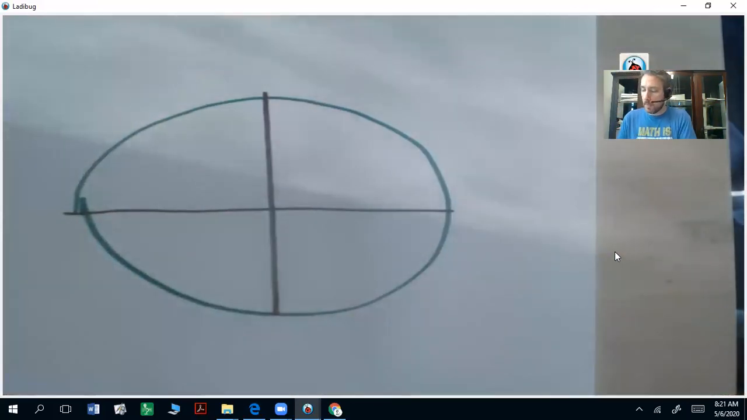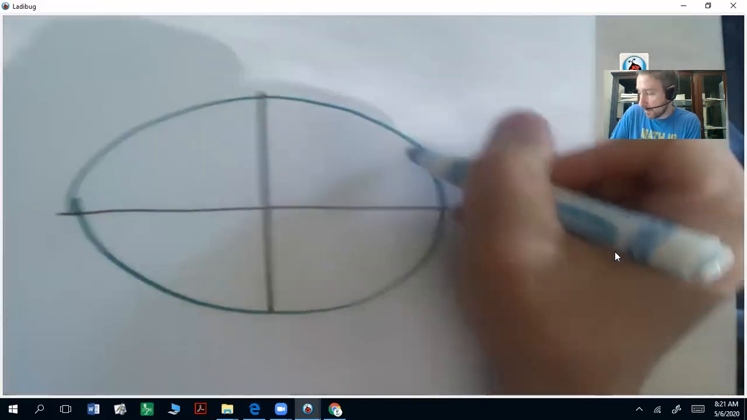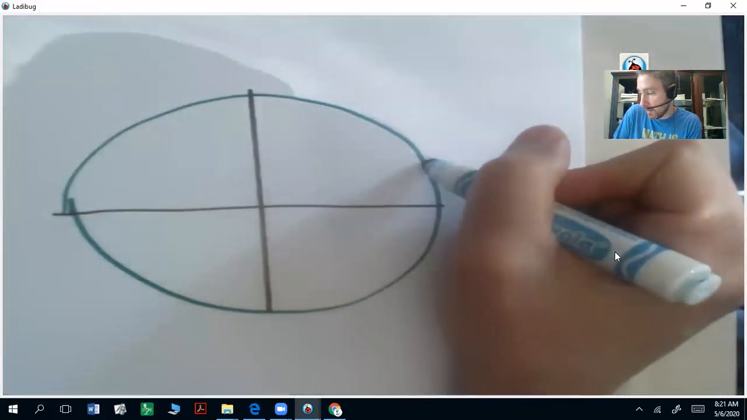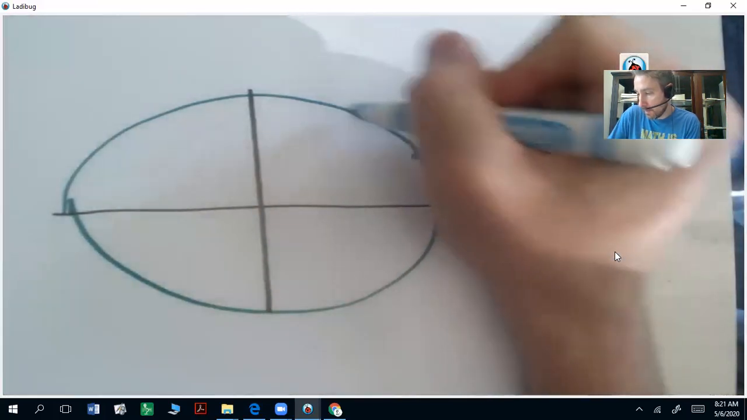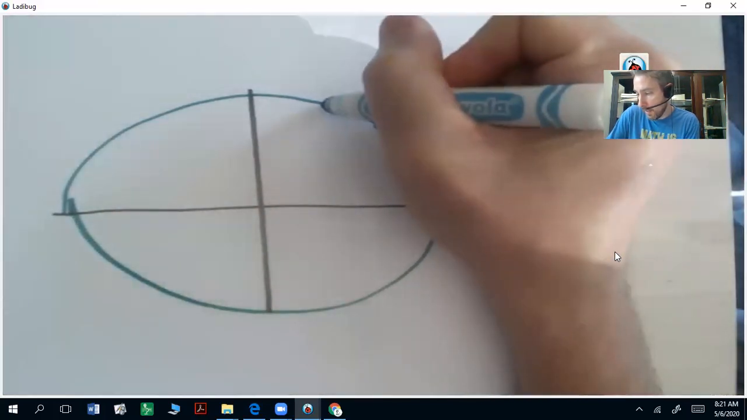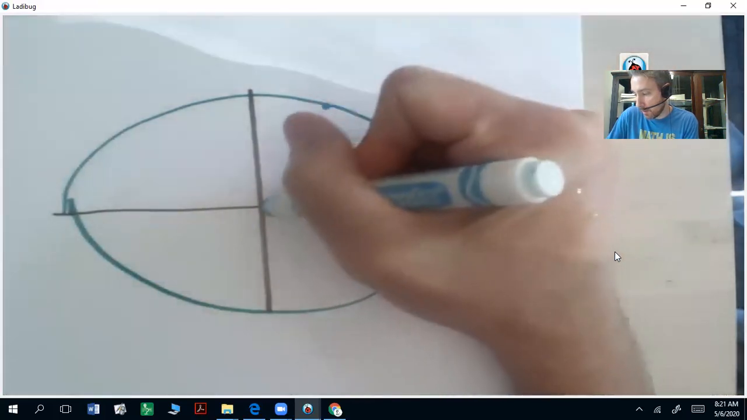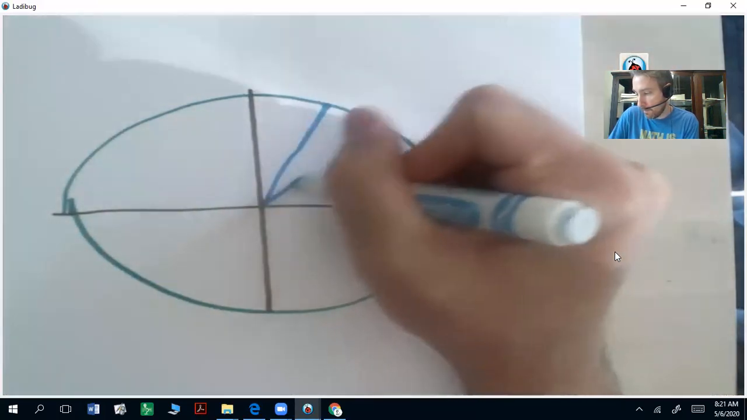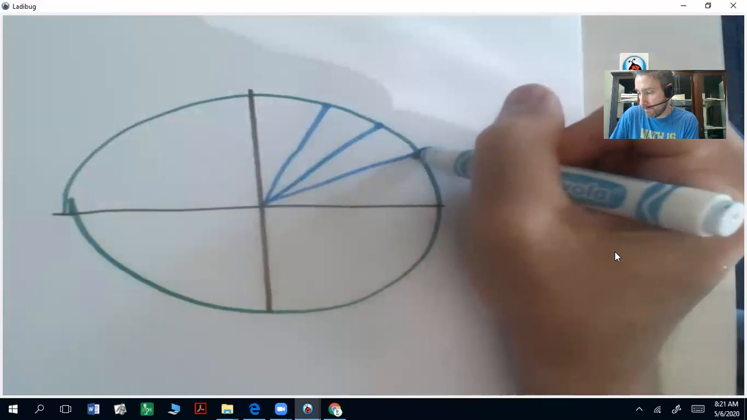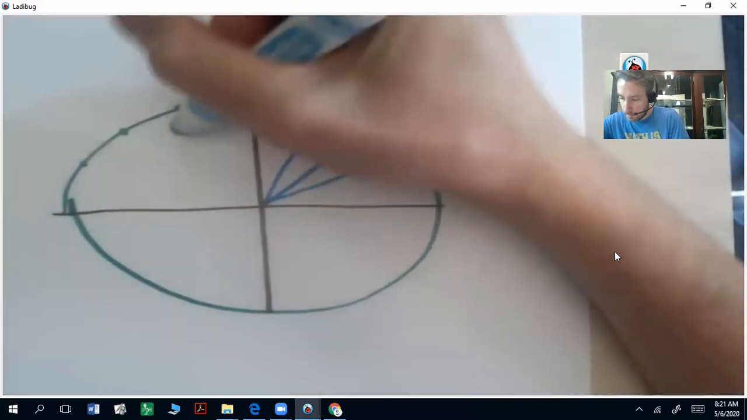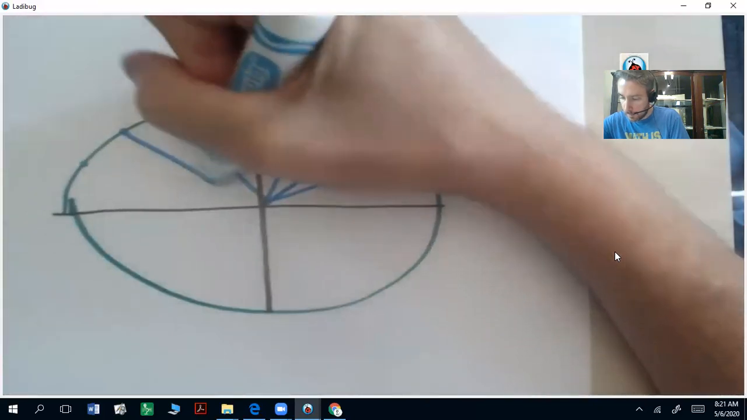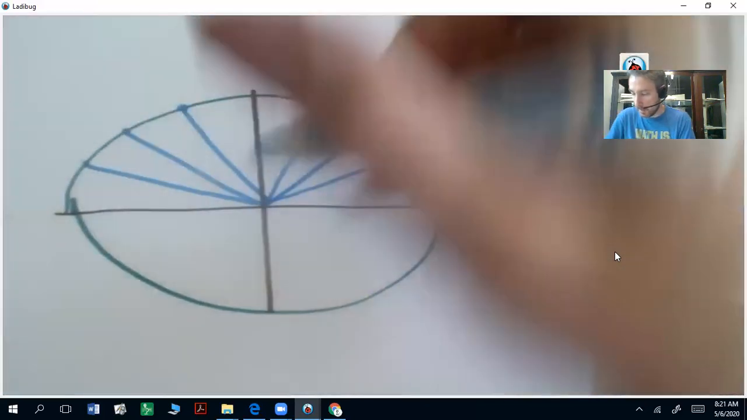Next, make 3 lines equally spaced, starting about a third of the way, halfway, and 2/3 of the way through each quadrant. So you want to do something like that. Again, it doesn't have to be perfect. You just want to get the general idea.